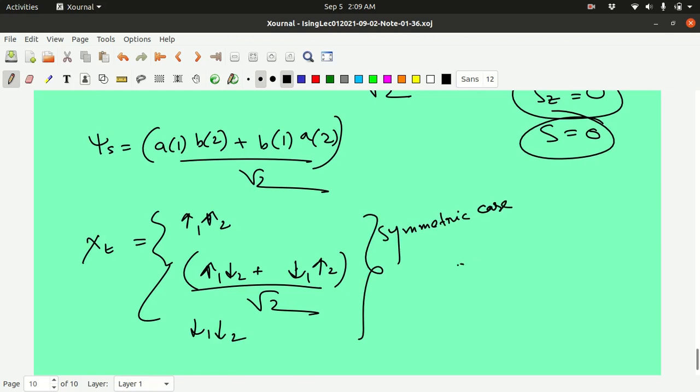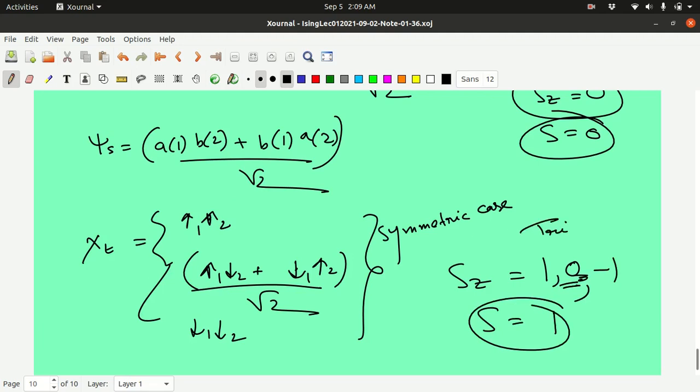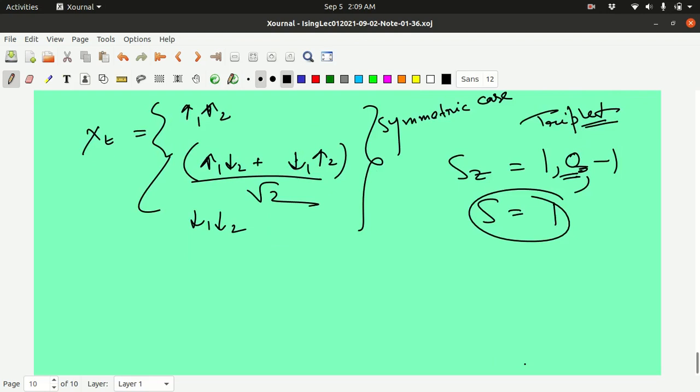In this case, Sz will be equal to 1 when both are up, 0 when one is up and one is down, and -1 when both are down, and capital S will be equal to 1 here. So this is basically the triplet. Now the point is, suppose the singlet energy state is greater than the triplet energy state.